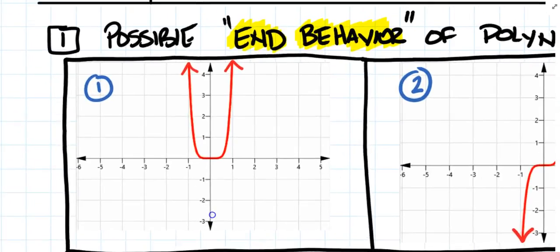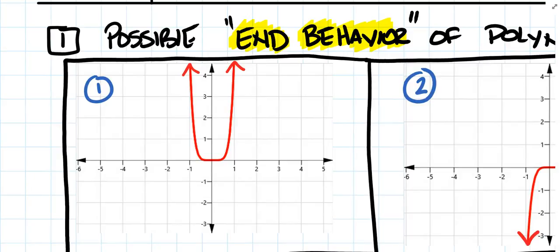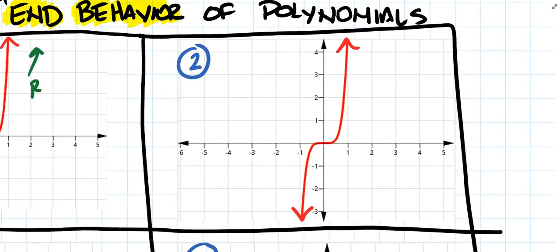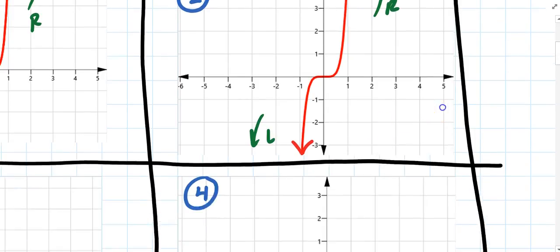Let's zoom in a little bit on number 1. The idea here is that this graph is going up on the right and up on the left. So up right and up left, okay? That's one scenario. The second scenario is that it could be going up on the right and down on the left.